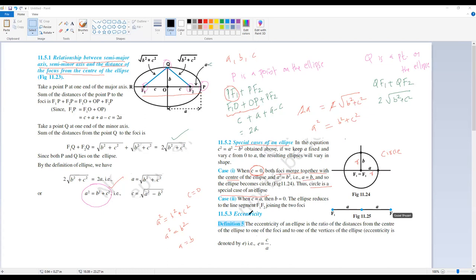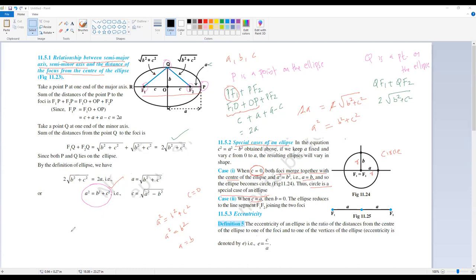Another thing. When C is equal to A, that means this focus came to the vertex here. F2 came to here, because C and A are the same. A is the semi-major axis. So the semi-major axis and the distance from the center to the focus are the same. That means the focus came to the vertex. This F2 came to the right side vertex. F1 came to the left side vertex.